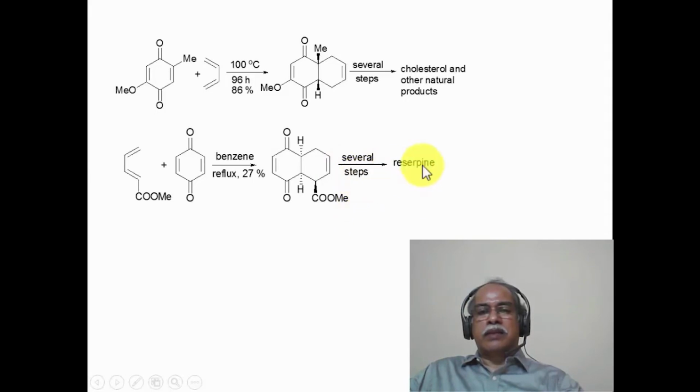The rest of the synthesis is fairly complex, which is very well known in the literature. All I wanted to do here is to point out the fact that the intermediate can be converted into several other natural products, in these two examples from the Diels Alder reaction of a diene with the parabenzoquinone as the dienophile.